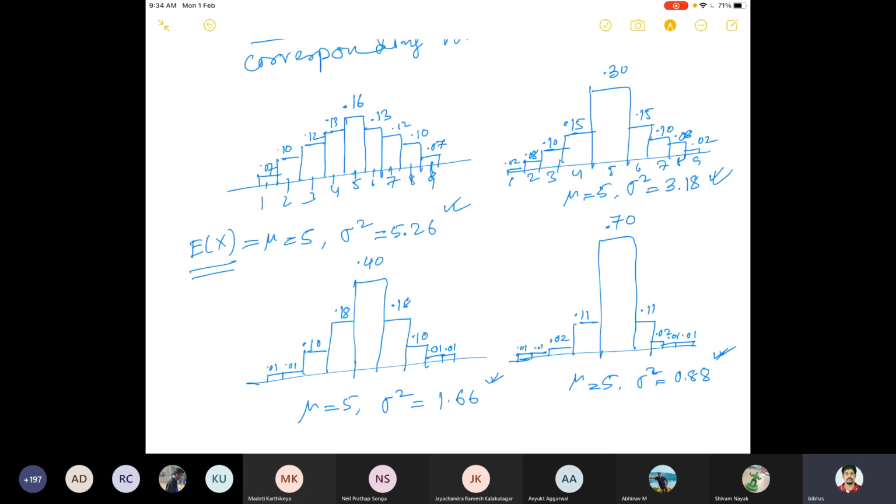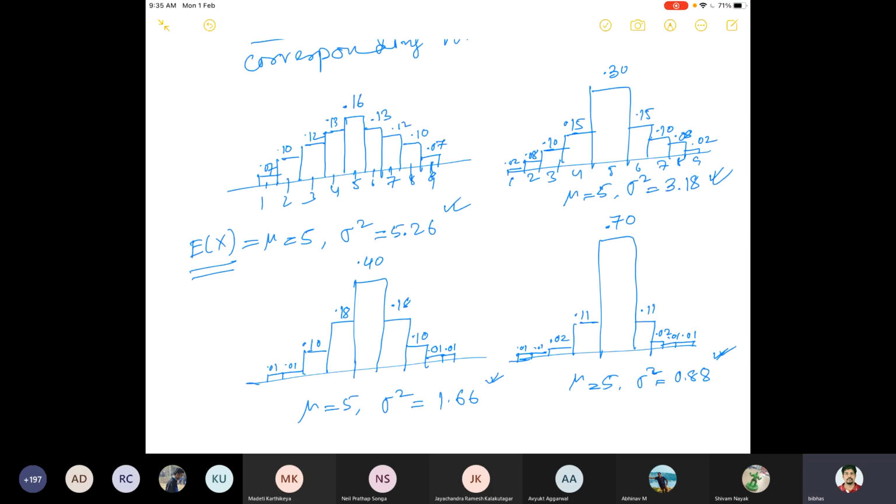And the question is, what does sigma square measure? What is the difference between all these pictures? If sigma square is high, what can you say? If sigma square is low, what can you say, when the mean is fixed? Now let me tell you that if sigma square is small, then you may think that we are likely to get a value which is close to the mean.